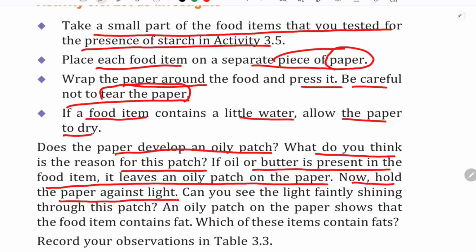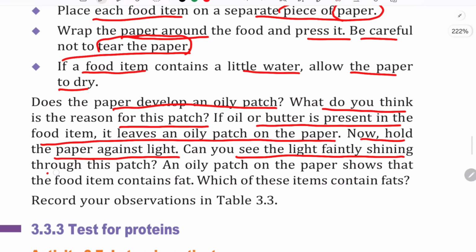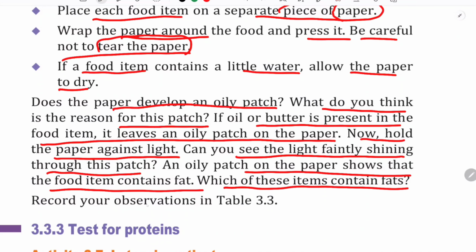Now hold the paper against the light. Can you see the light faintly shining through this patch? An oily patch on the paper shows that the food items contain fat. Which of these items contain fat? Record your observation in table 3.3. So it means that as soon as you press the paper, you again unfold the paper and see whether there are oily patches or not.